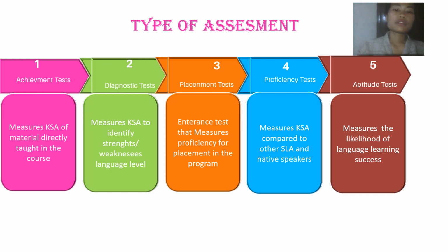One type of assessment is the achievement test. This is where you measure the skills and ability in the material directly taught in the course. For example, someone is learning how big the cake is, and he is measured directly on the directly taught material in the course. If you have achieved the goals for this particular unit, course, and performance, that would be an achievement type of test.